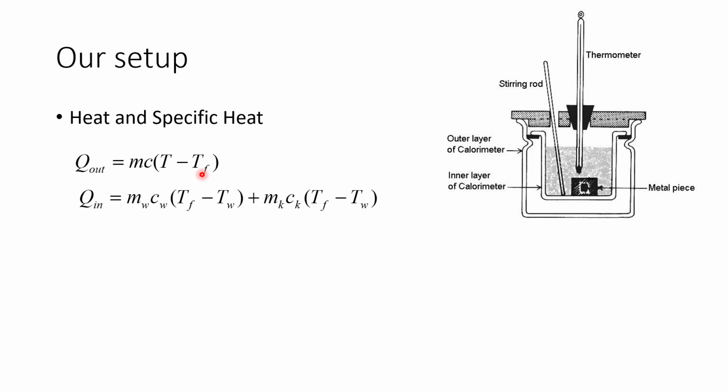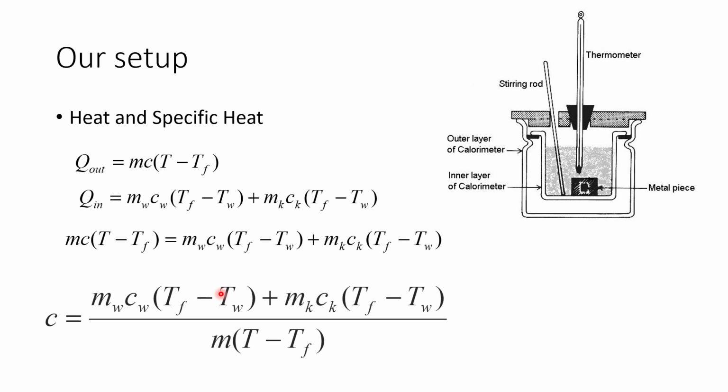So what you need to know is Tf, and then you can calculate C by equating these two equations. Since Q in and Q out have to be the same, you can set this equation equal to the other side. And since we want to solve for C, you can divide the whole equation by m times T minus Tf. So this equation is a little long, but you will know that C is equal to this equation, where C is the specific heat of this little metal piece.